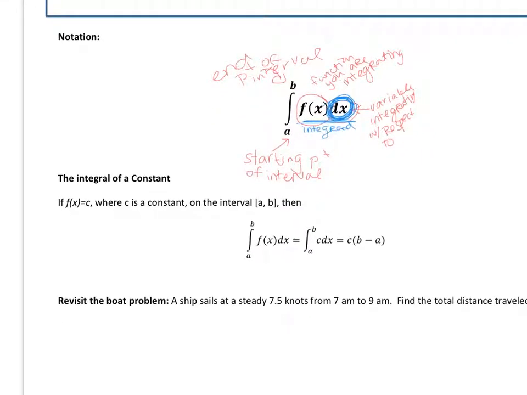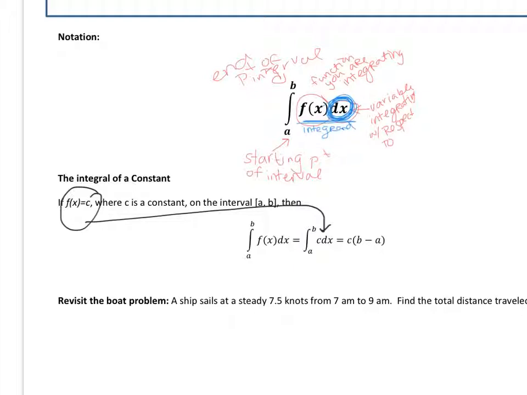So the first rule you are going to learn is what happens when you integrate a constant. So here we go. If f of x equals c, where c is a constant, on the interval a to b, then, listen to the language I use because it matters, the integral from a to b of f of x dx, plugging in my function, is equal to the integral from a to b of c dx, which is equal to c multiplied by the difference of your endpoints.